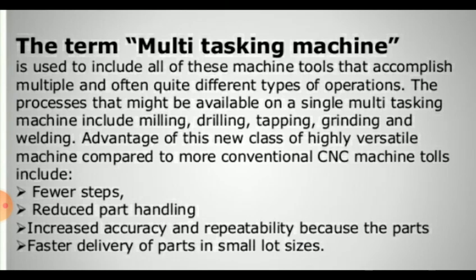Multitasking machine. The term multitasking machine is used to include all of these machine tools that accomplish multiple and often quite different types of operations. The processes that might be available on a single multitasking machine include milling, drilling, tapping, grinding, and welding.